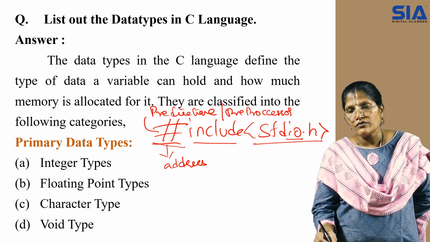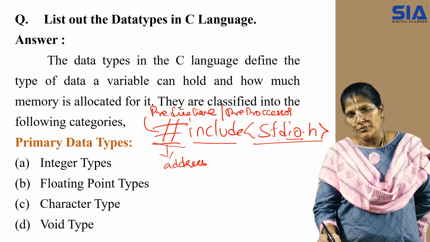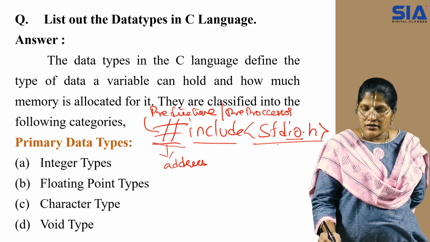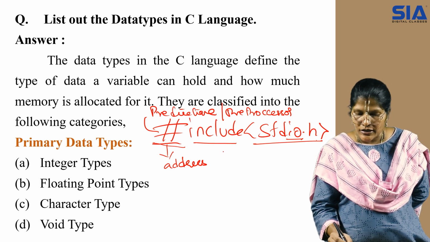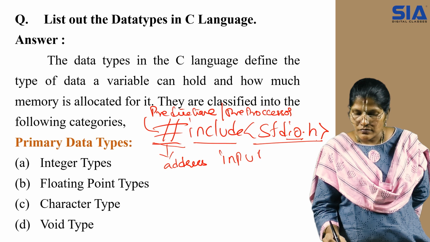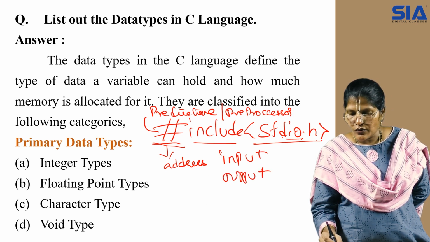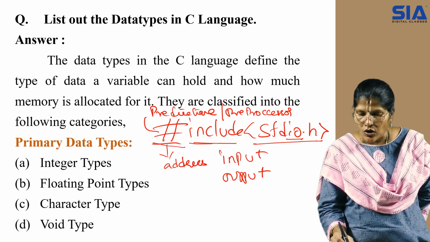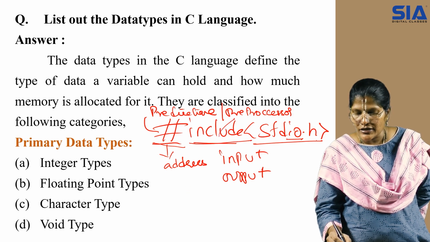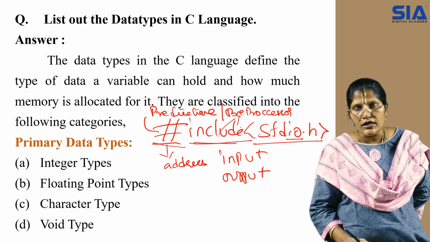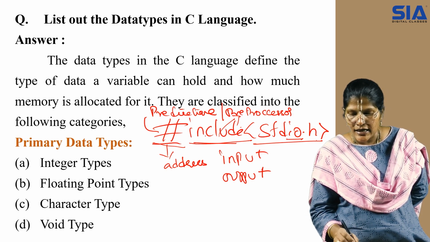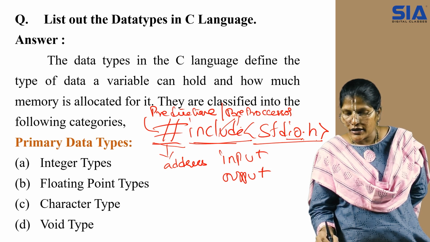It is said to be a header file, a pre-directive, a preprocessor. It contains the details about both input functions as well as output functions. Because we have to include them within our program, we use a keyword called include. Include is a keyword which has a special meaning within the programming language.